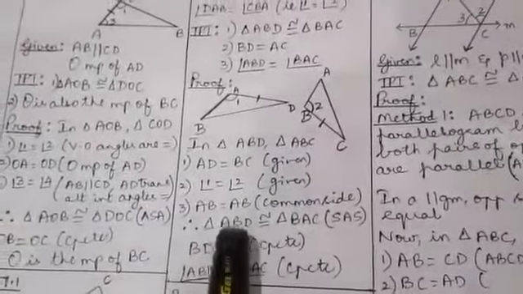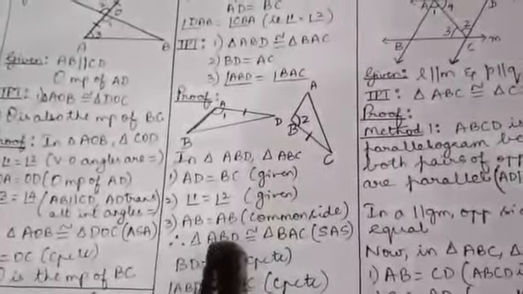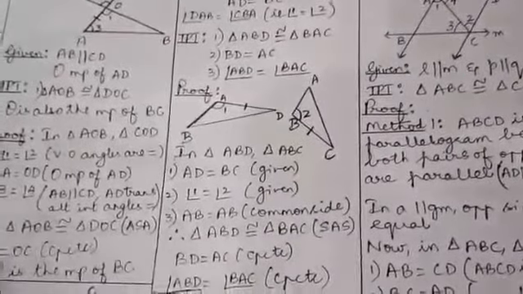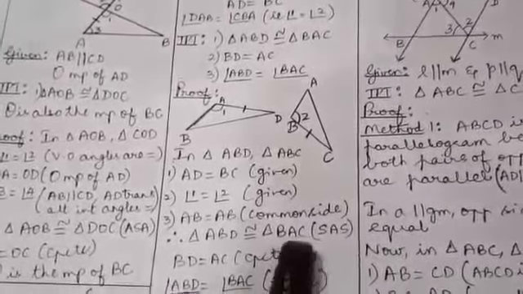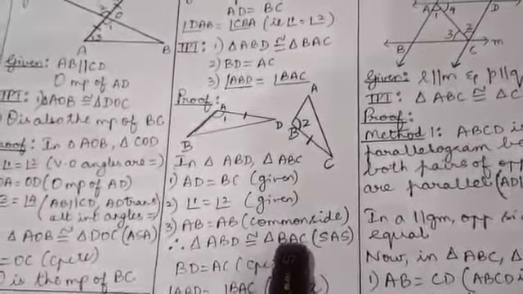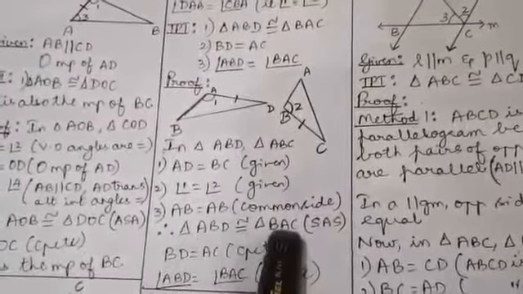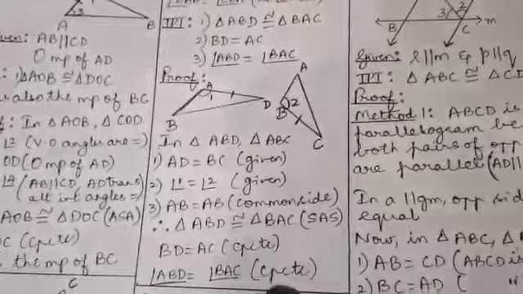Angle B equals A. See here, B in the first triangle is in the second place. B in the first triangle is equal to A in the second triangle. See here, A is in the second place. Here in the second place we have angle B, here in the second place we have angle A. So angle B of the first triangle is equal to angle A of the second triangle. Reason? CPCTC.